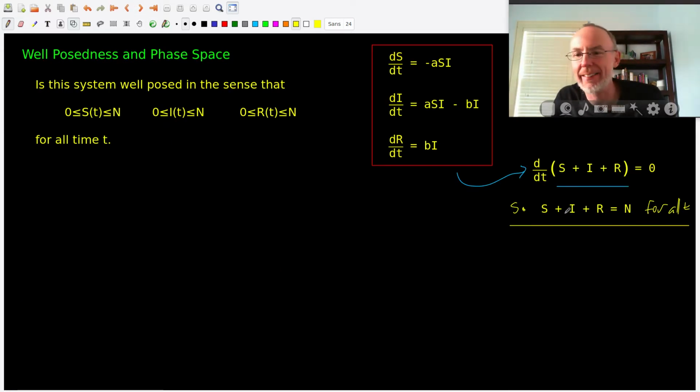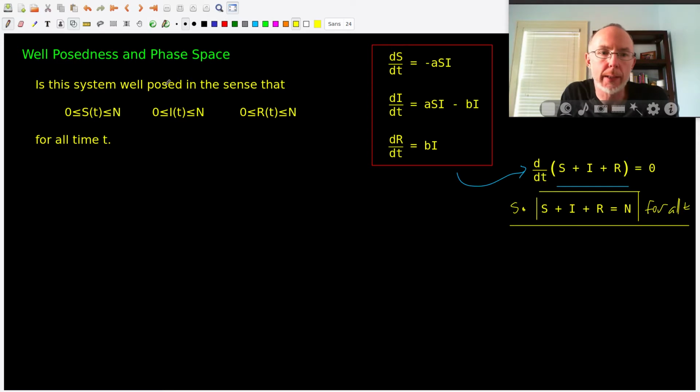Well, that could go wrong, because although I know they add to N, what happens if one of them's negative? Because if one of them's negative, then another one of them may be bigger than N. You can't have a negative number of people. You can't have any of them bigger than N. These are physical constraints we have on the system. But this equation by itself, the fact that the sum of the variables adds up to N, isn't quite enough.